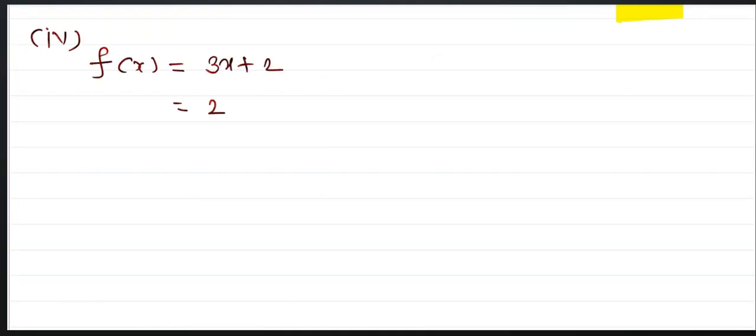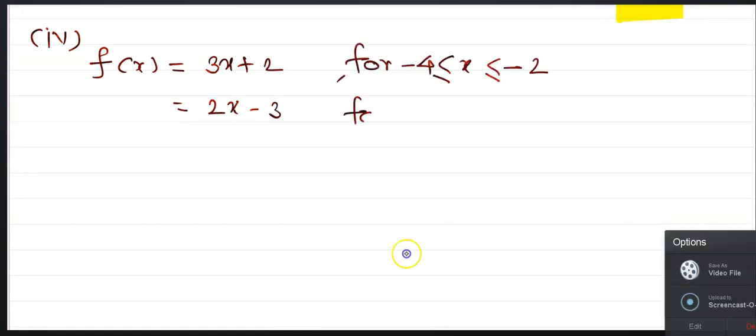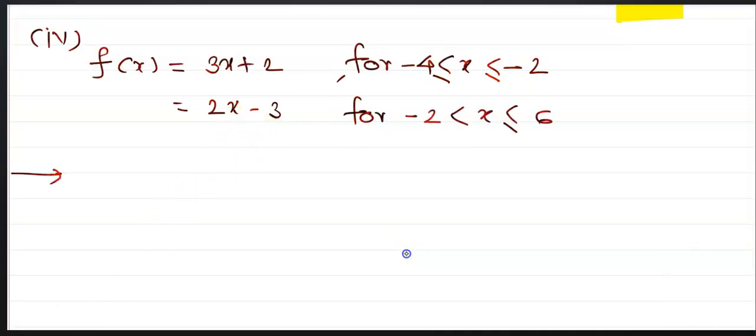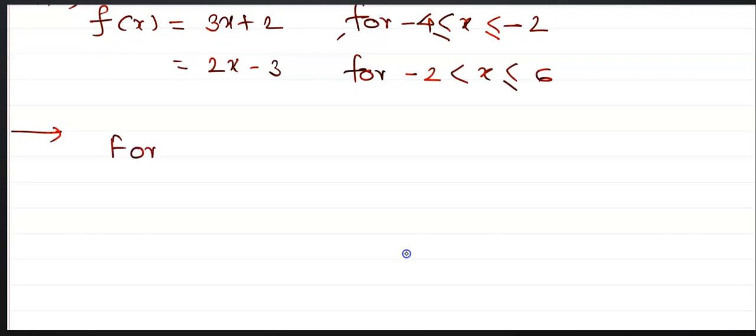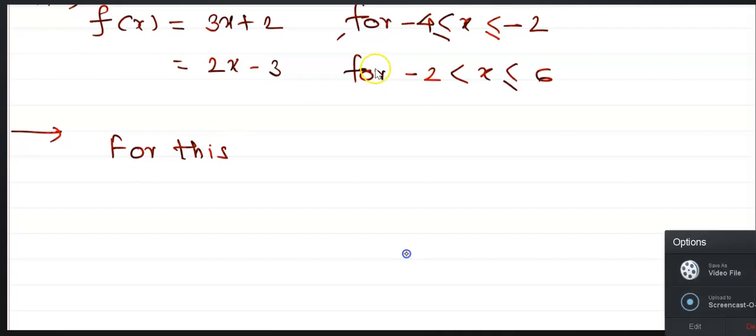Now next is number 4. f of x is equals to 2x plus 3 for x lies between minus 4 and minus 2 and equal to minus 4 and equal to minus 2. And f of x is equals to 2x minus 3 for x lies between 2 and 6 and equals to 6 for this. Now what is here? The function breaks at this point minus 2. These are the breaking points.